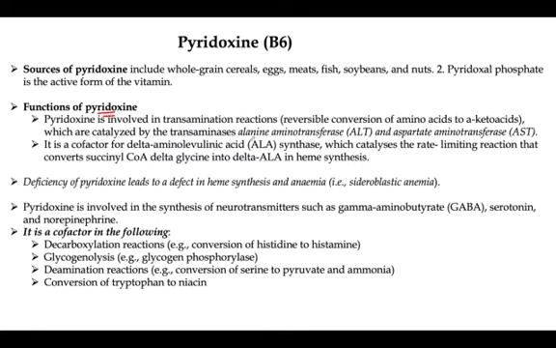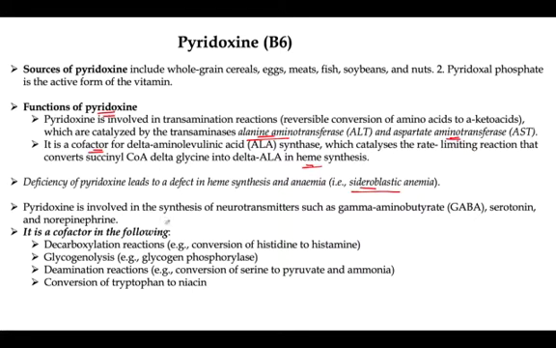If you remember, we took these particular enzymes when we talked about transamination in the metabolism of amino acids in biochemistry. It is also a cofactor for a particular enzyme that is involved in heme synthesis, and deficiency of pyridoxine therefore leads to a specific form of anemia known as sideroblastic anemia.